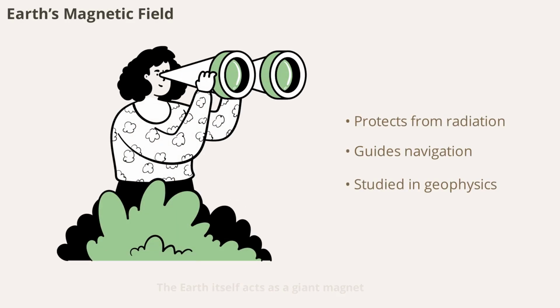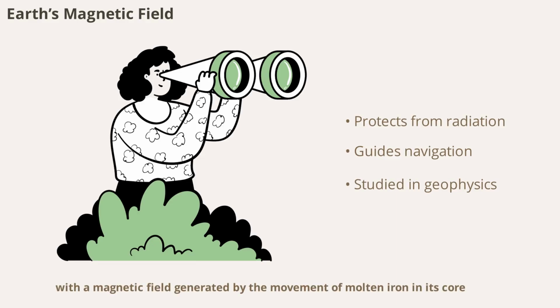The Earth itself acts as a giant magnet, with a magnetic field generated by the movement of molten iron in its core. This field protects us from harmful solar radiation and guides compasses for navigation. Understanding the Earth's magnetic field helps in studying geophysics and space weather.